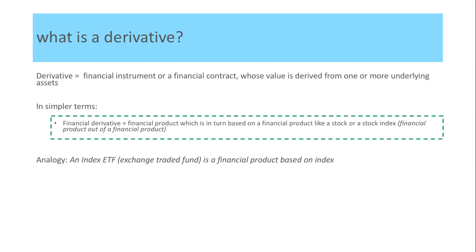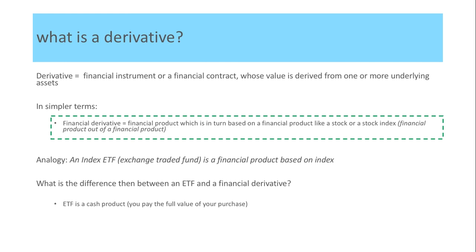And just in case you're wondering what the difference is between an ETF and a financial derivative, an ETF is a cash product. So when you buy an ETF, you pay the full value of the underlying. Whereas a financial derivative, on the other hand, is a margin product, which means that you pay only a small fraction of your purchase value, which is called margin, and it can be in the range of 5 to 10%.